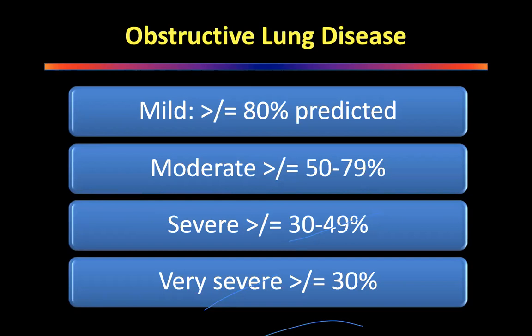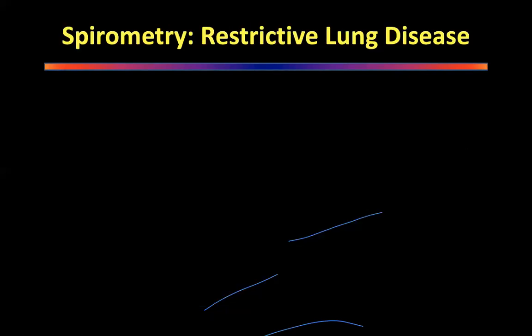Very often you see the report and it says mild obstructive lung disease. So this guy is around 80%, okay? If it says moderate, then that's 50 to 79%. So this way you categorize what is the disease pattern that you have.